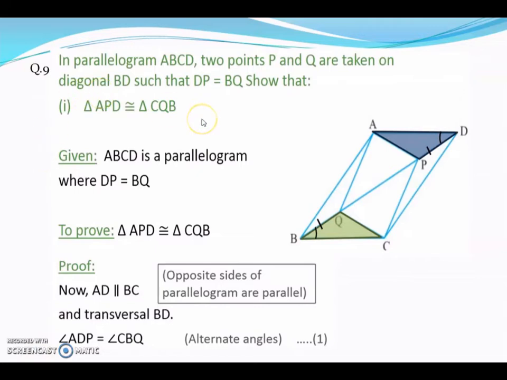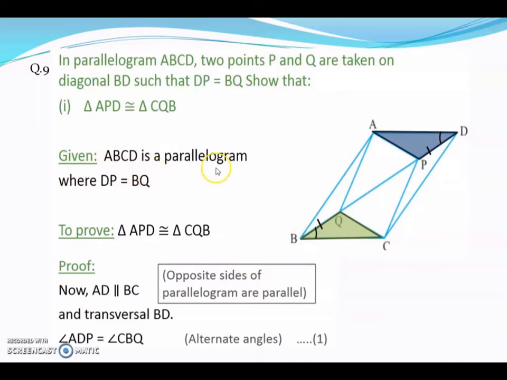So ninth one: in a parallelogram ABCD, there are 2 points P and Q taken on the diagonal BD such that DP and DQ are equal. You have to prove that triangle APD and triangle CQB are congruent. That is the first part.